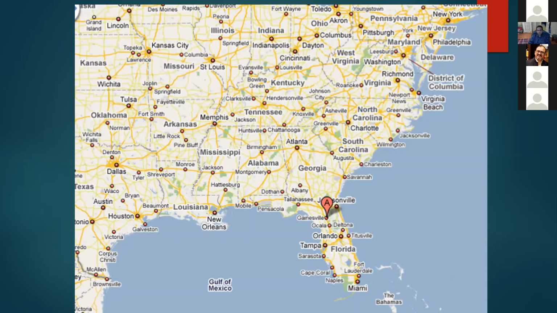Two of my three children were born here. So this has been a great town and a great university for me. And here is a photograph of the Health Science Center.